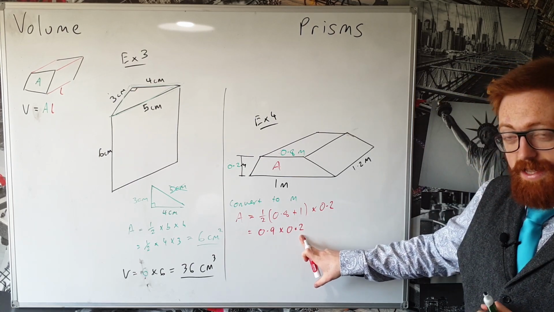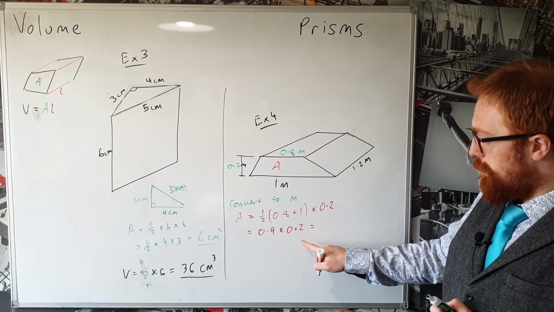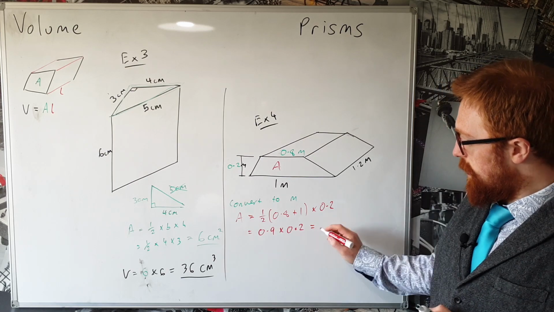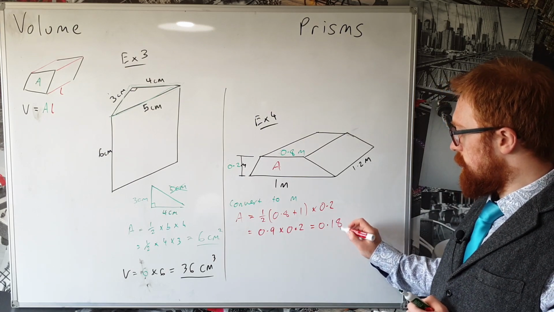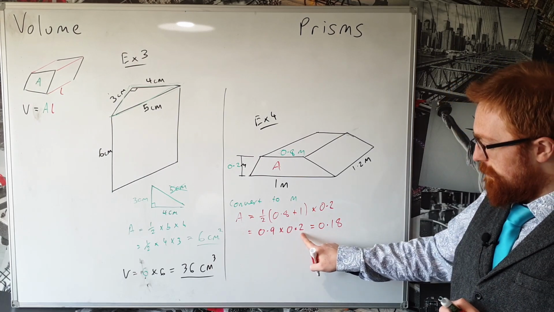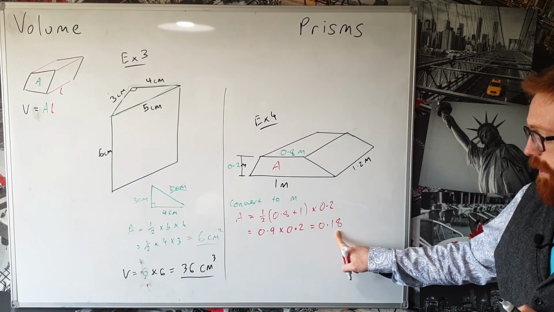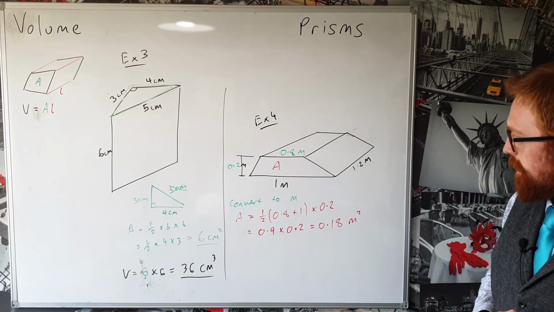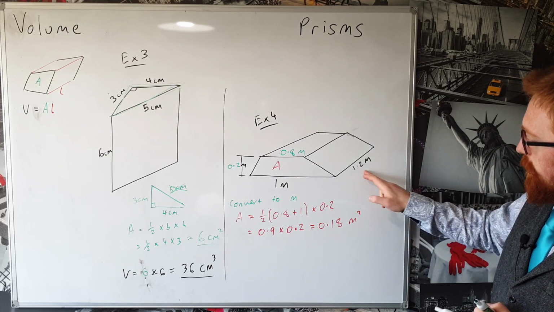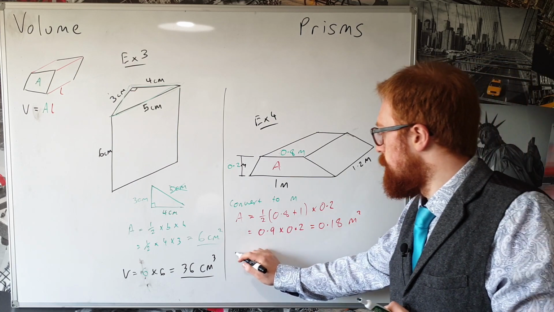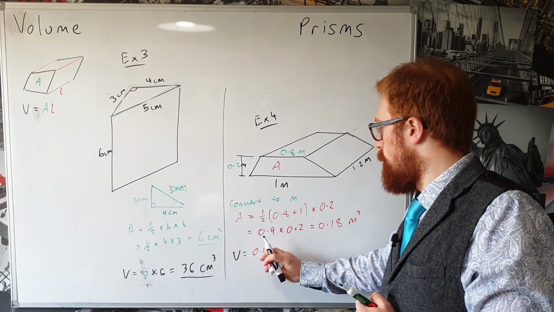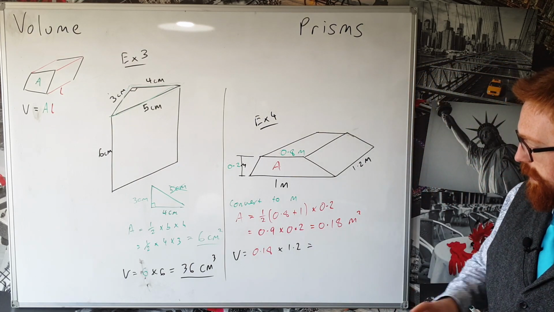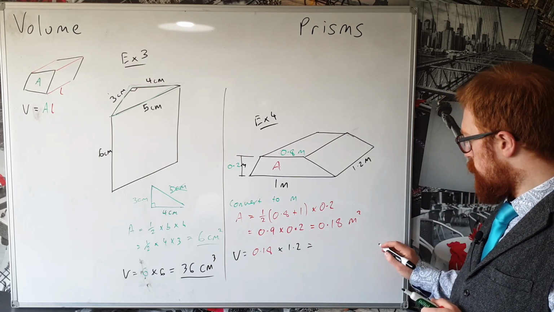Well, 9 times 2 is 18. But we've not got 9 times 2. We've got 0.9 times 0.2. So we're going to need to move it 2 decimal places across. We need to divide by 100 because we've divided by 10 and by 10. Altogether that's 100. So the area of this is 0.18 meters squared. Okay, so then we need to times that by the length 1.2. So the volume is 0.18 times by 1.2, which gives us, now, we can work out 18 times 12.